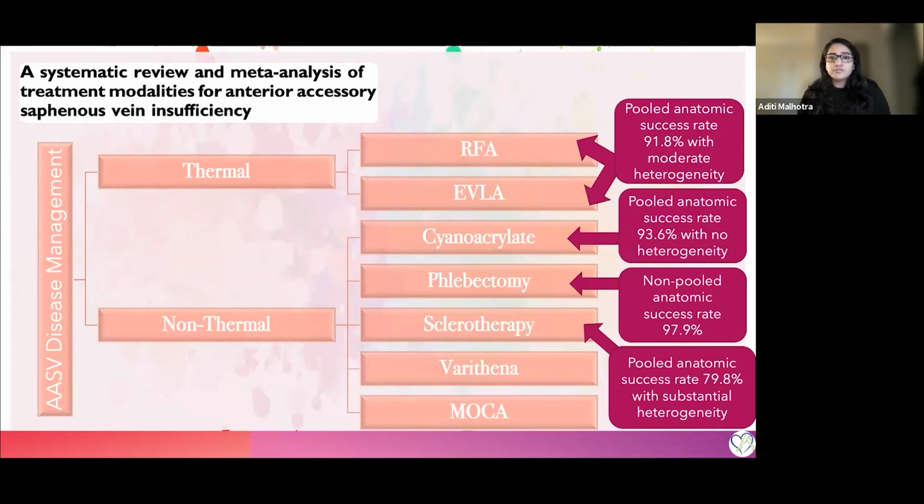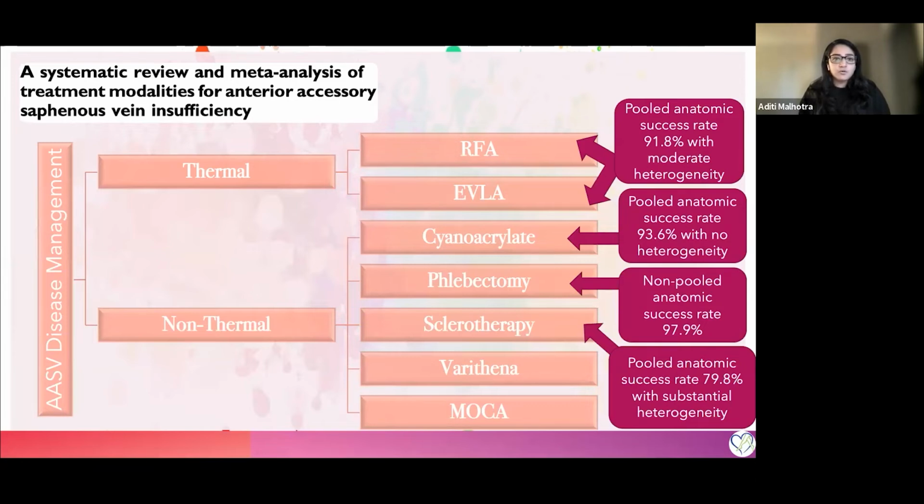Whereas when it came to cyanoacrylate, the pooled anatomic success rate was 93.6% with no heterogeneity. The non-pooled anatomic success rate for phlebectomies was 97.9%. And then for ultrasound guided foam sclerotherapy, the pooled anatomic success rate was 79.8% with substantial heterogeneity.